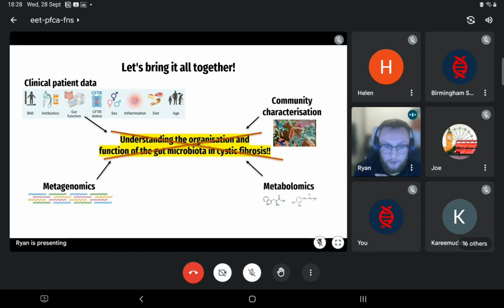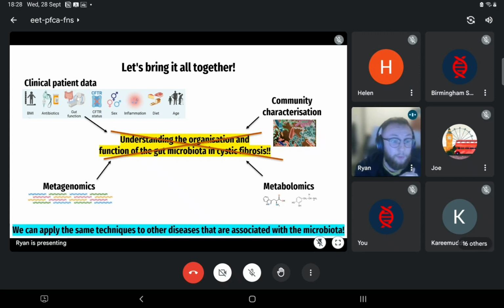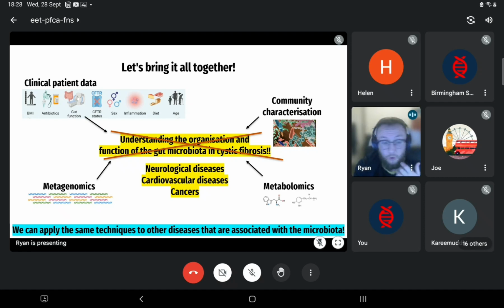But if you take a step back and forget cystic fibrosis, the point of this is that we can apply these same techniques to any disease that's associated with the microbiota. That could be neurological diseases, cardiovascular diseases, cancers, and we can even step away from diseases in humans. We could go to a bunch of soil and say, these plants aren't growing very well.